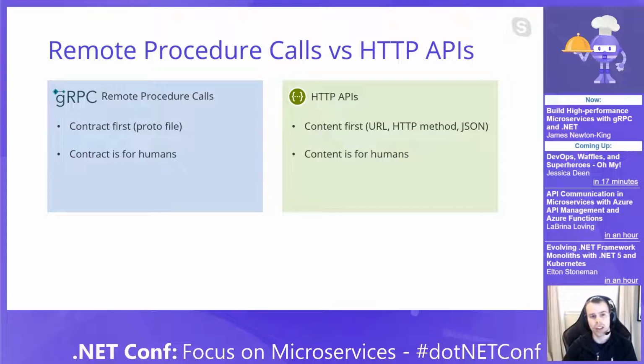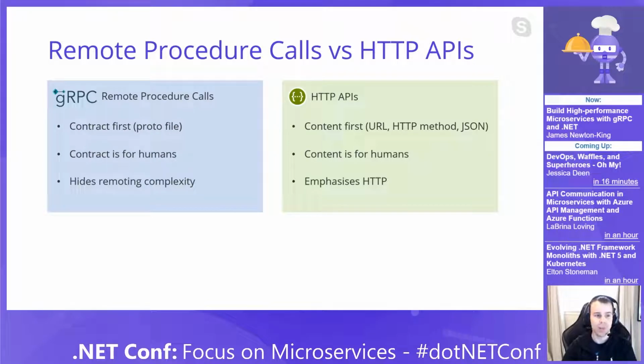Meanwhile, with REST, the content is for humans. So you can look at an HTTP 1.1 message. It's all just based in text. You can look at JSON. It's also text. You're very easily able to read it and understand it. So that's good for debugging, but perhaps not so good for performance.